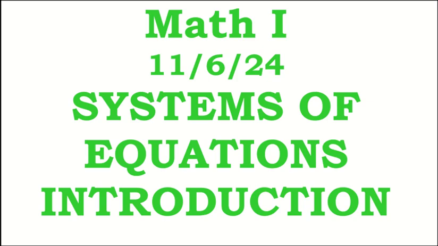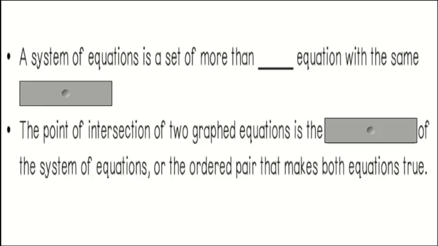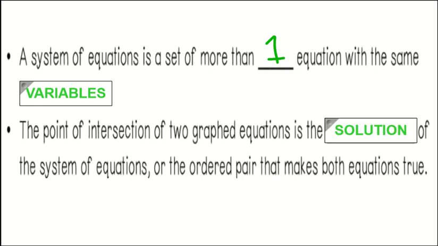Next unit is on systems of equations. So basically, a system of equations is a set of more than one equation with the same variables. The point of intersection of two graphed equations is the solution of the system of equations.